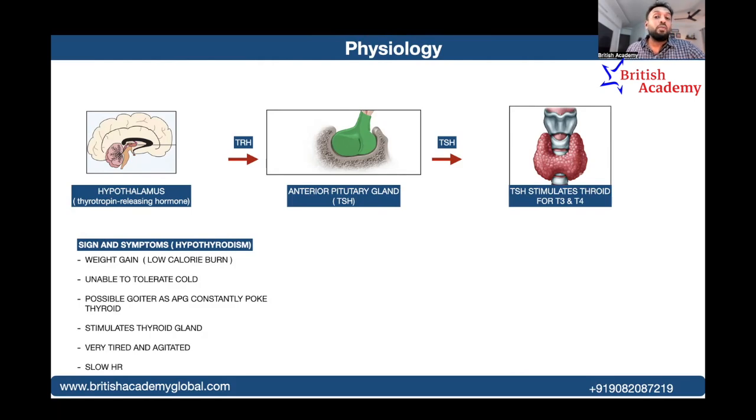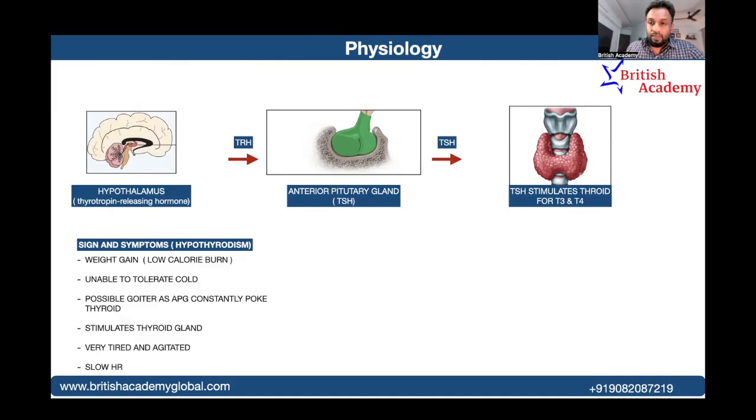These patients will not be able to tolerate much cold. They would always complain, I'm not able to bear this. Can you switch off the fan? Can you switch off the AC? I cannot bear this. The reason is their tolerance level has gone down because the body is unable to raise the temperature.